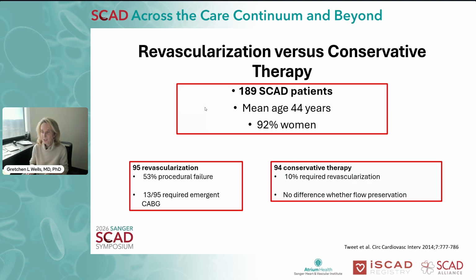Now, I realize this is probably not a fair comparison because why did the one group get the revascularization and the other group get the conservative therapy and so on? But most of us would agree that a 53% procedural failure is unacceptable. I would also add that there are some more recent studies that indicate that we have improved somewhat in that area.